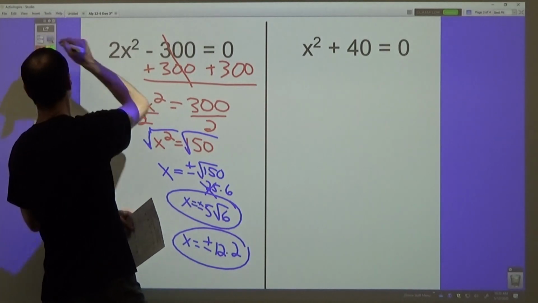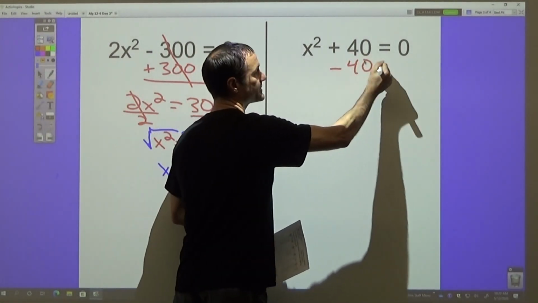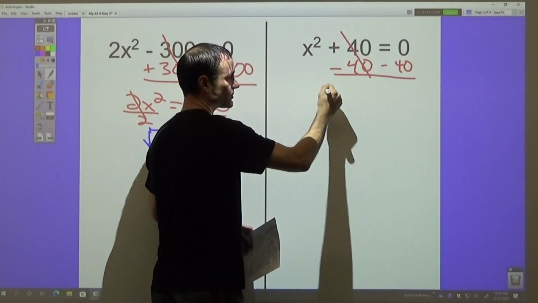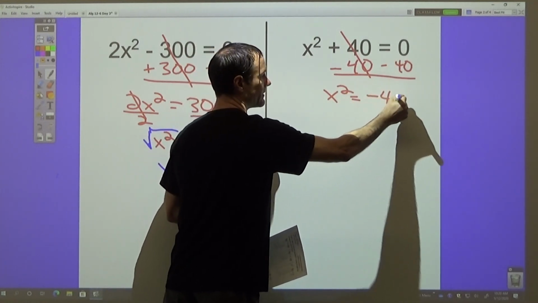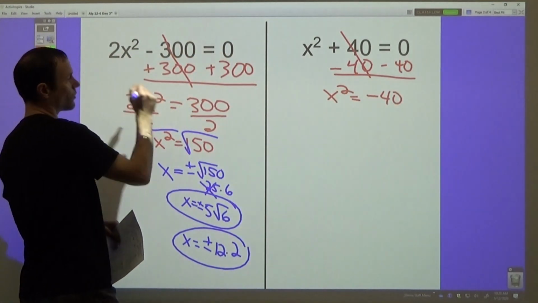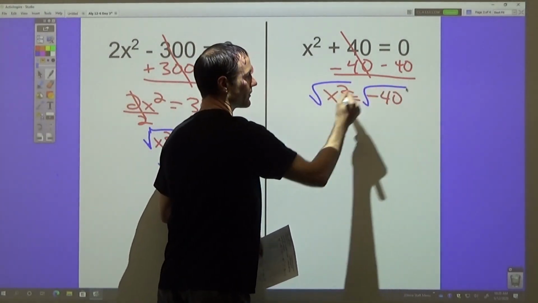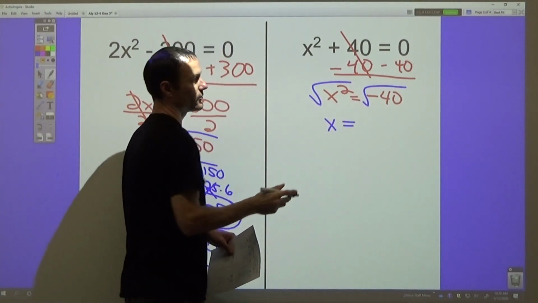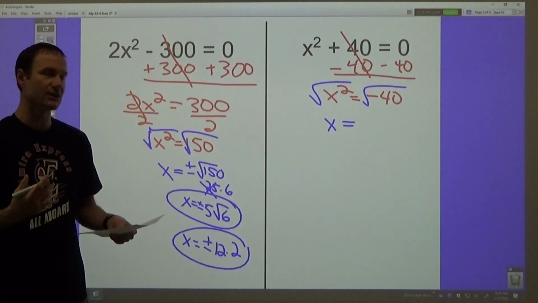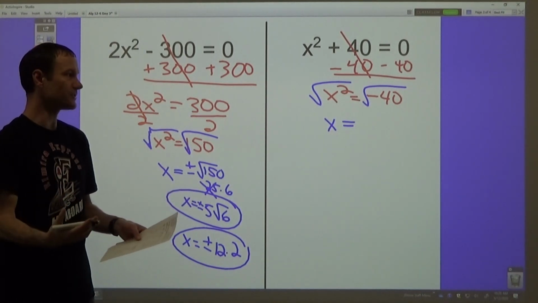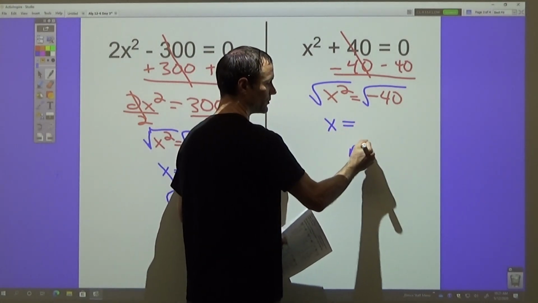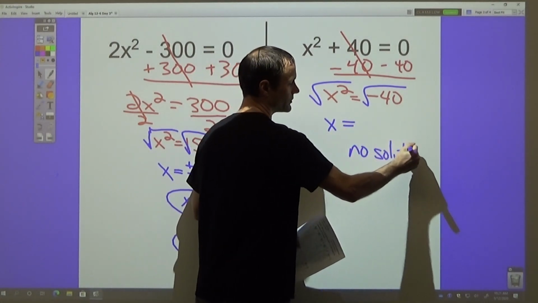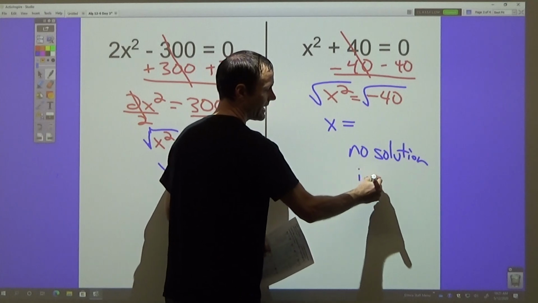In this next one, be careful, this is a special example, pay close attention. First thing that we want to do is subtract 40 from both sides to get the x squared all by itself. So 0 minus 40 is negative 40. To get rid of the squared, we want to do square root. Well, the square root of a negative number you can't do. So this is no solution. You could either write no solution or you could write imaginary.